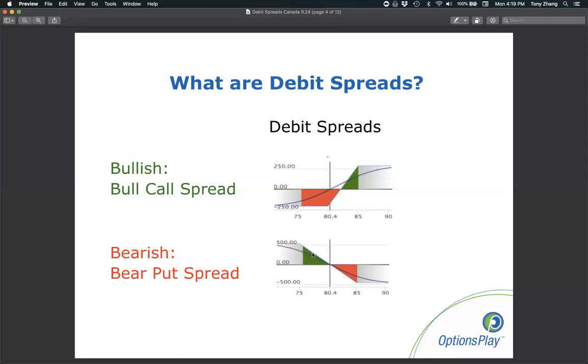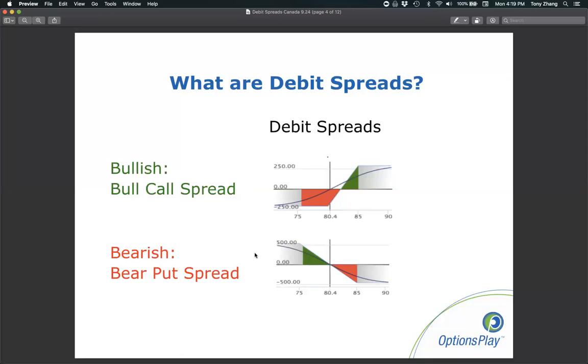So it looks like most of you have voted here. A quarter of you have traded debit spreads, about half of you have traded options but have not traded a debit spread, and about a quarter of you have not traded options before. Okay, great. So that's a pretty even split.